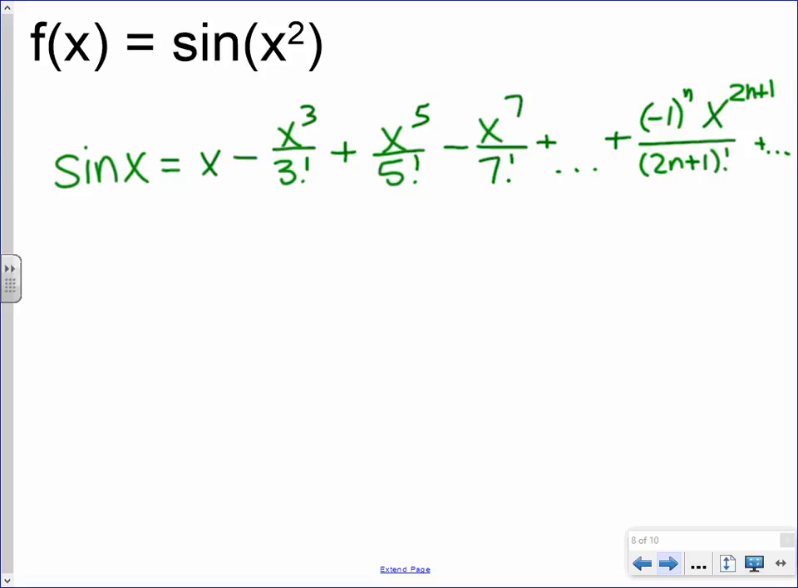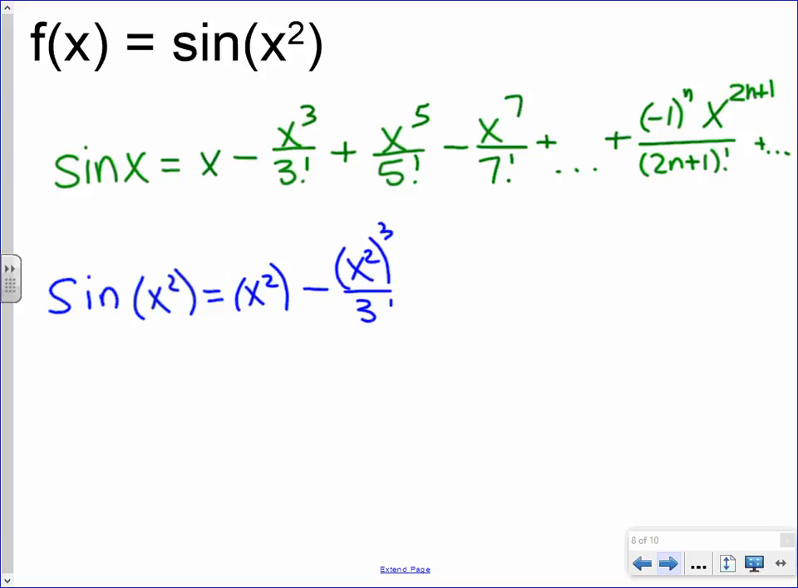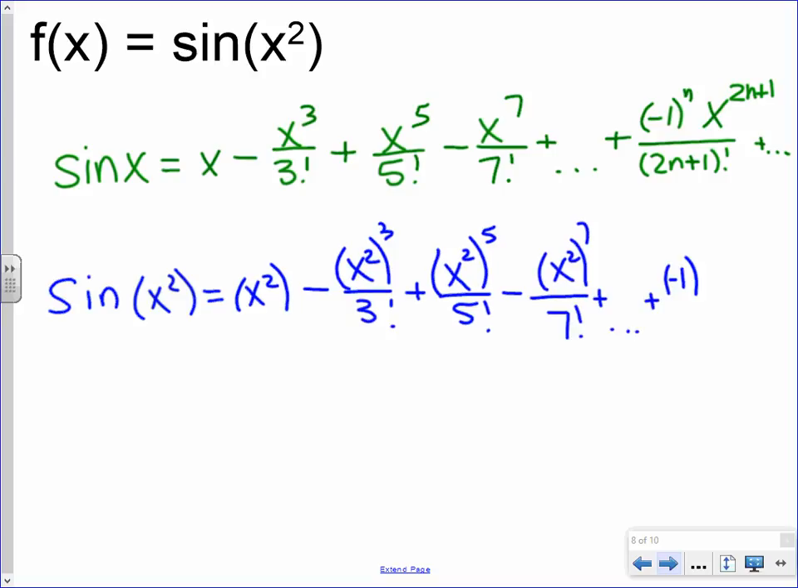So what we can do for the sine of x squared is anywhere there's an x, we are going to replace it with an x squared. So this is x squared to the first. And this is x squared to the third. And this is x squared to the fifth. And this is x squared to the seventh. And in our general term, we don't even really have to think too hard. We're just going to say x squared is being raised to the 2n plus 1 power.